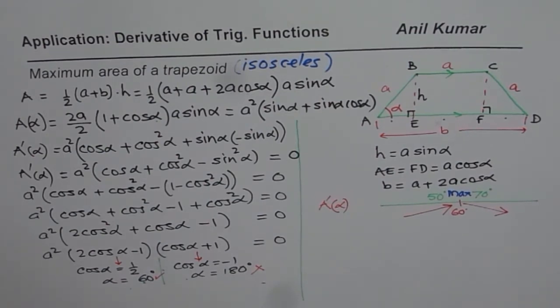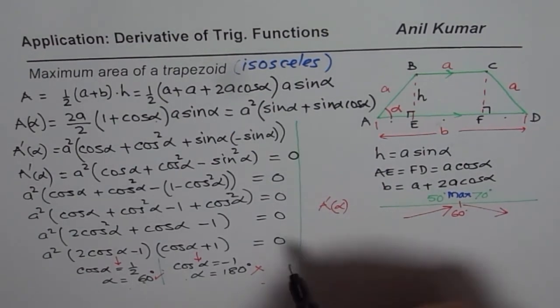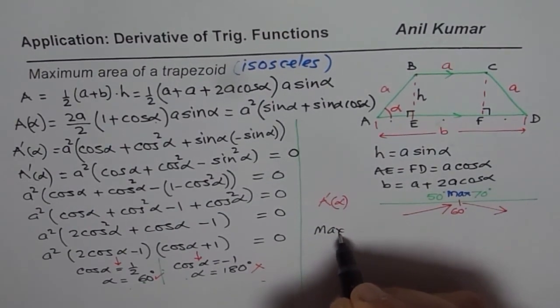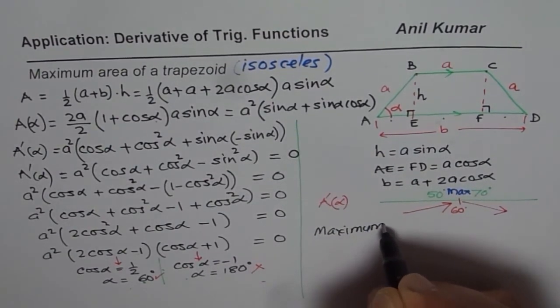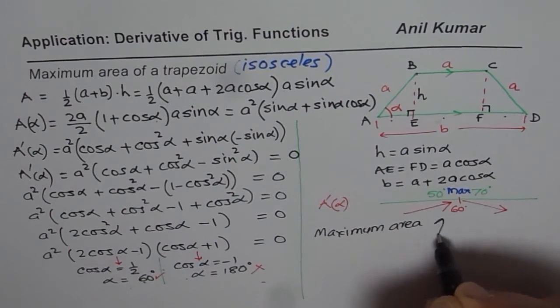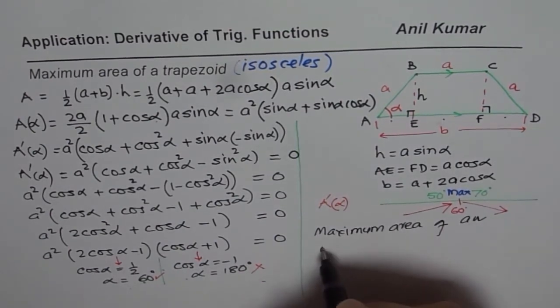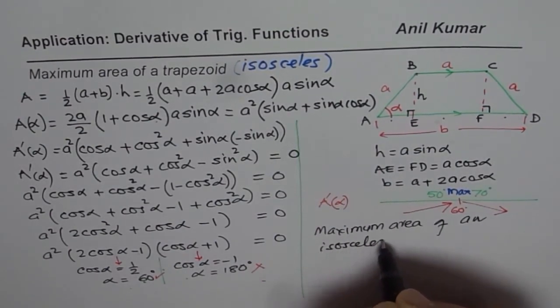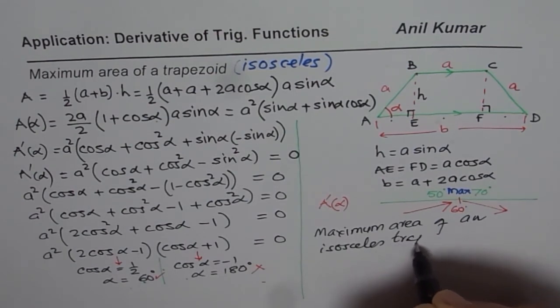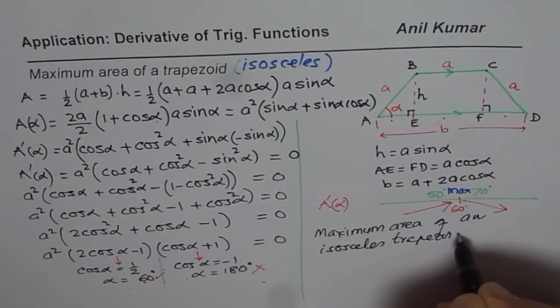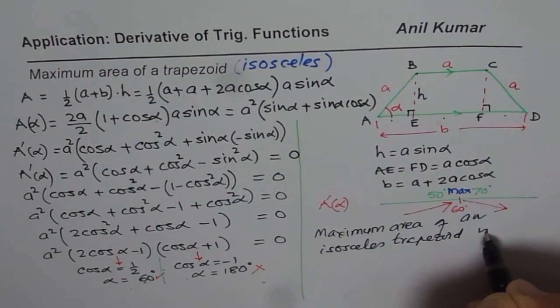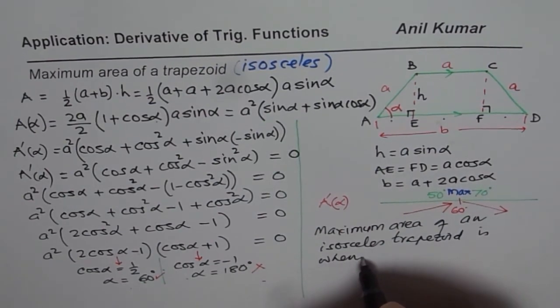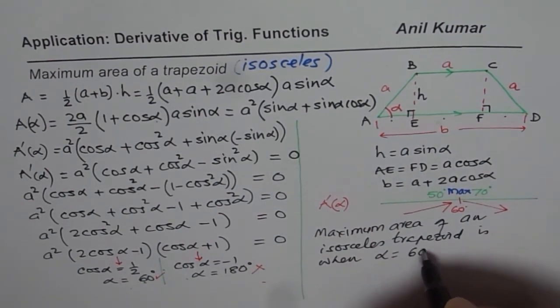Or pi by 3. So that is how we could solve this question. So what we conclude from here is that the maximum area of an isosceles trapezoid is when angle alpha equals 60 degrees, right?